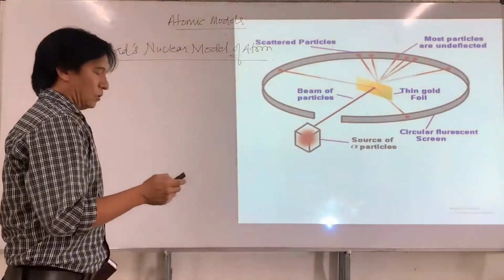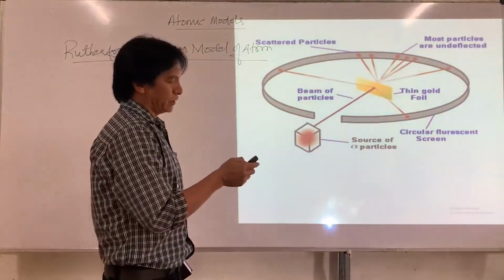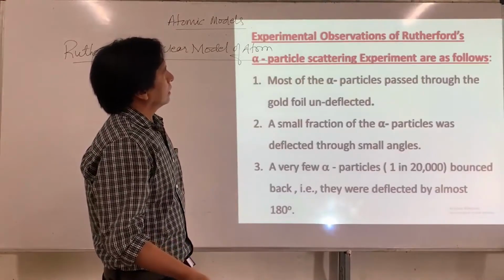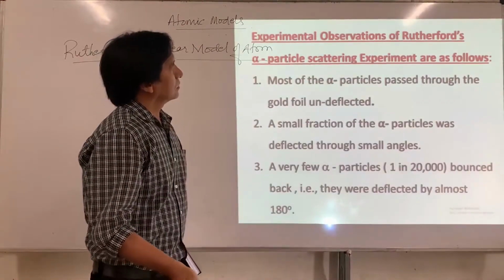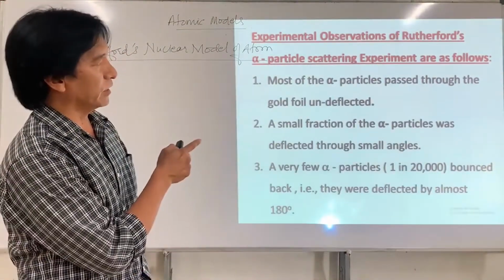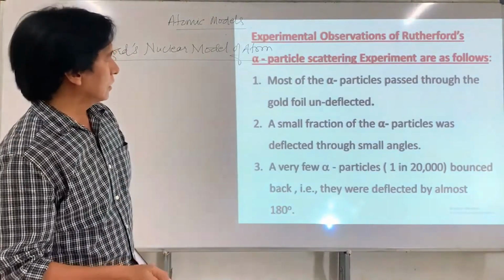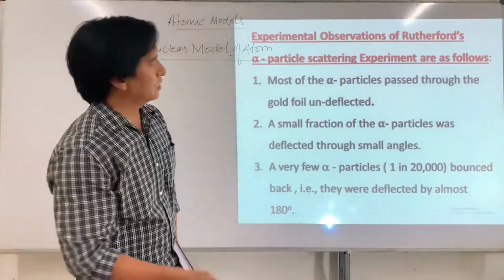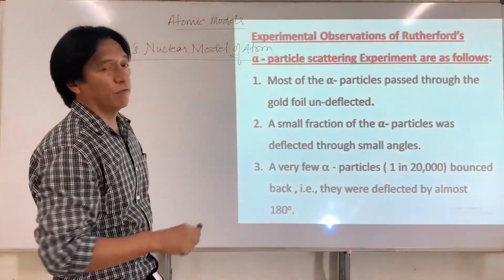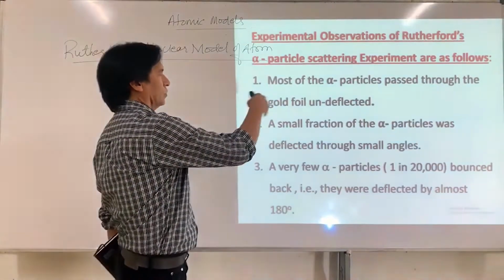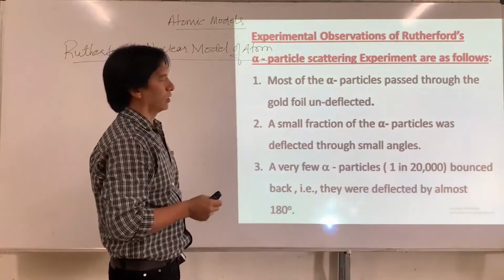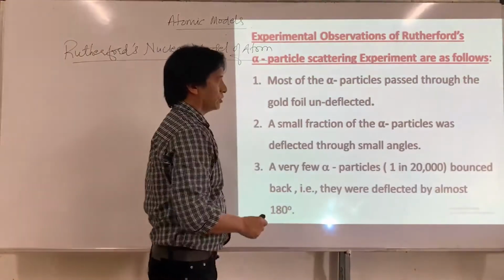So here, on the basis of this experiment, we will discuss the experimental observations of Rutherford's alpha particle scattering experiment. Now these are as follows. The first one, as you saw in the picture here: most of the alpha particles pass through the gold foil undeflected. In the sense that most of these alpha particles did not get deflected when they passed through the gold foil, right? This was the first observation.